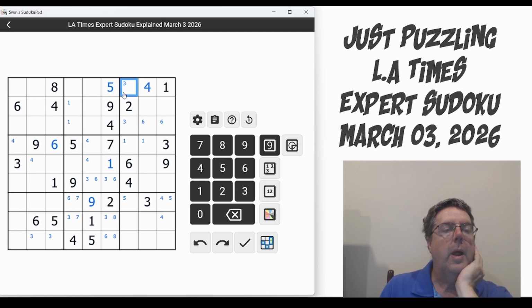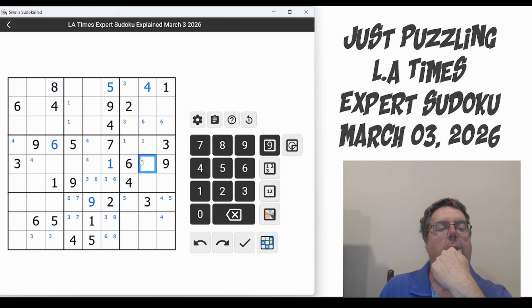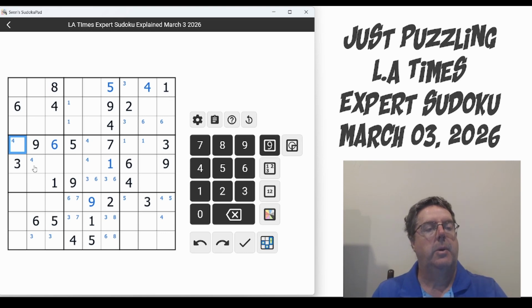I had one other number. It'd be golden. 5's there. 5, 1, 2, 3, 4, 5, 6, 7, 8. 8 can be there. 8 can be there, and 8 can be there. Alright, I am lost, so even though I don't like this, I'm going to put some more notes in because I'm not moving forward.